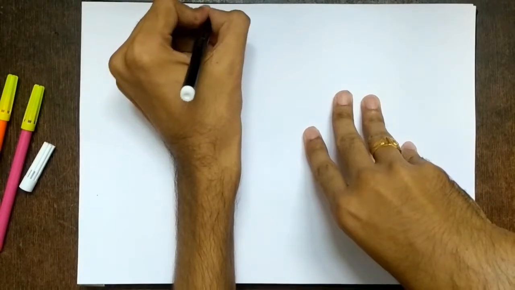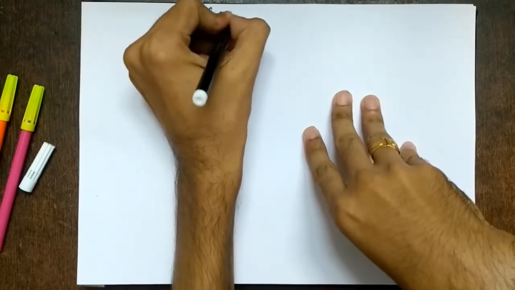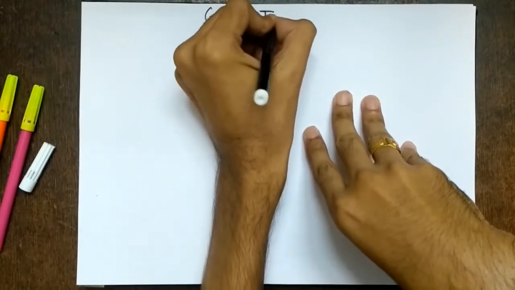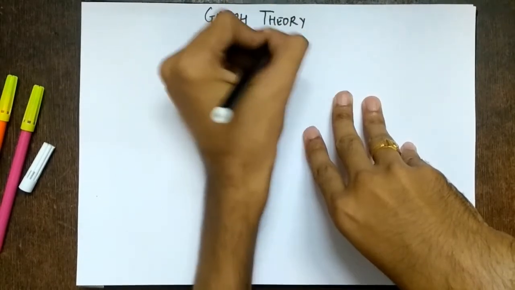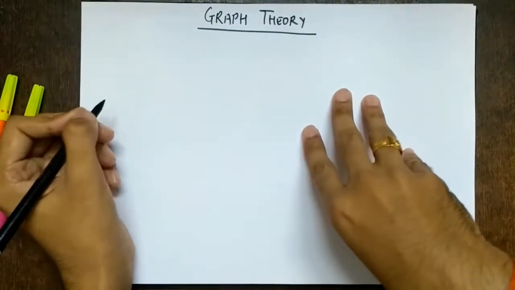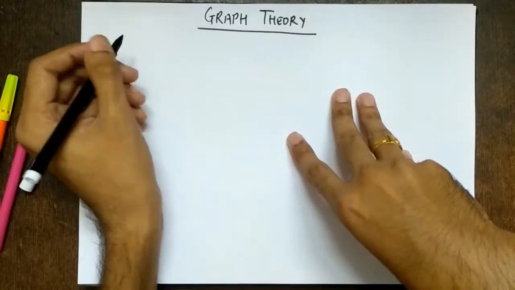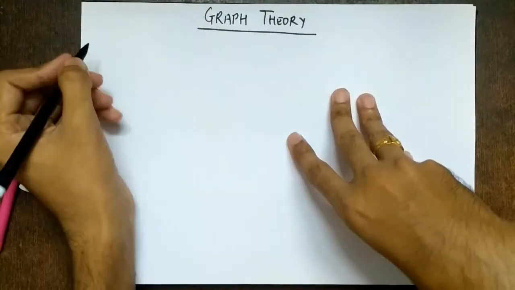So we are done with the first module. The next module is called graph theory. So what is graph theory? For that we need to first go to the first module. What was the first module? It was electrical circuit analysis.